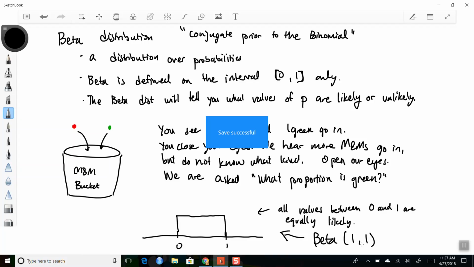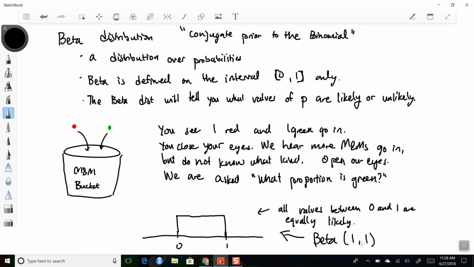The beta distribution is defined by two parameters. They're called shape parameter alpha and shape parameter beta, or A and B, or shape parameters 1 and 2. Much like a normal distribution is defined by its mean and standard deviation, or a t-distribution is defined by its degrees of freedom, the beta distribution is defined by these two shape parameters. And right now, after seeing only one red and one green, any value between 0 and 1 is possible for what proportion exists in the bucket.